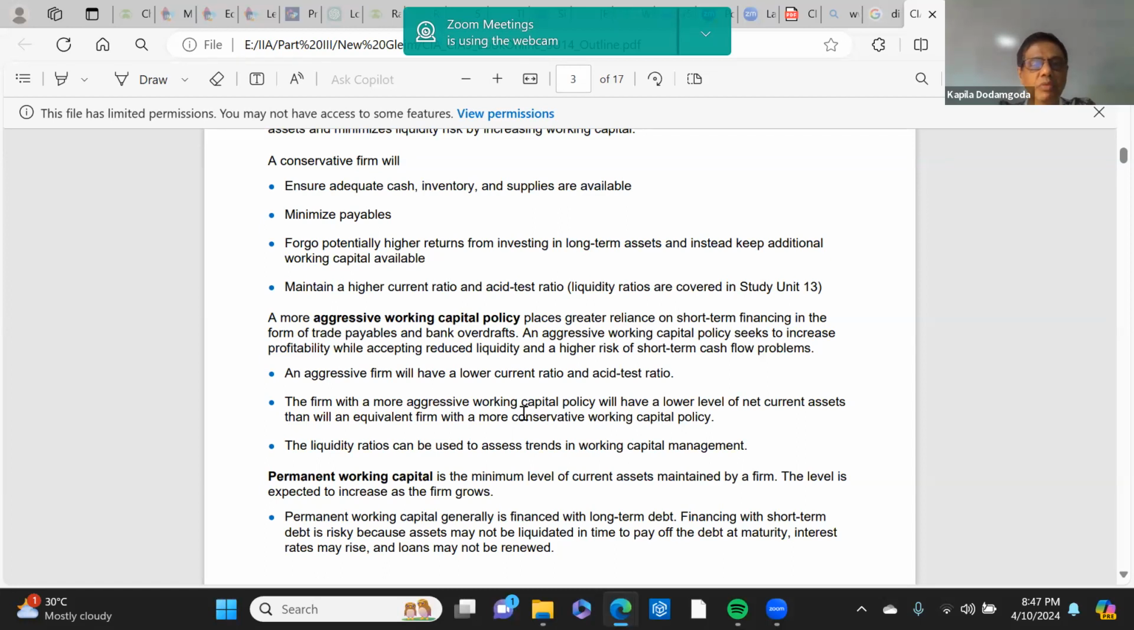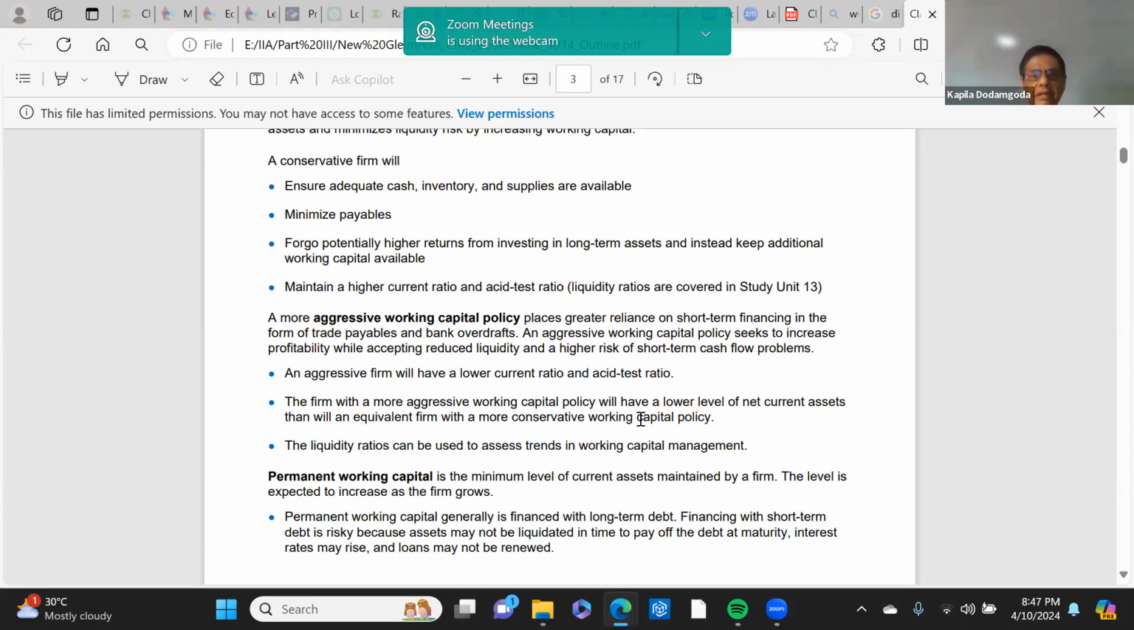So a firm with a more aggressive working capital policy will have a lower level of net current assets. Obviously, with aggressive working capital, a greater proportion is going to be funded through current liabilities. So the current assets minus current liabilities, that is net current assets, will be smaller. It's a lower level of net current assets because current liabilities are more in comparative terms than in an equivalent firm with a conservative working capital policy.